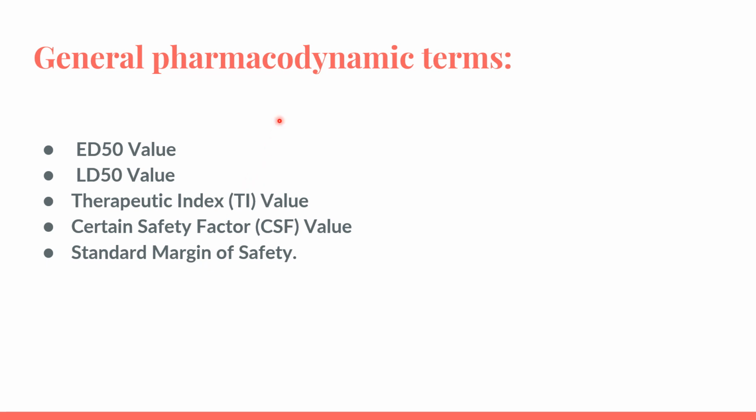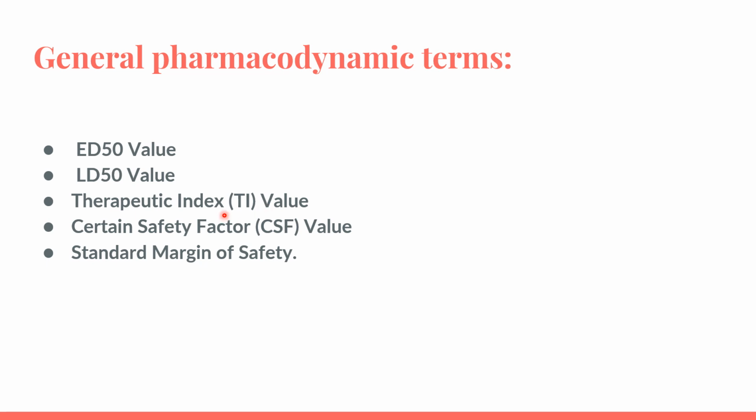Let us now define some general pharmacodynamic terms. The ED50 value, or the effective dose 50, is the dose of the drug to which 50% of the population responds, and it represents the median effective dose. Now, LD50 value, or the lethal dose 50 value, is the dose of a drug that is lethal to 50% of the treated population, and it denotes the median lethal dose.